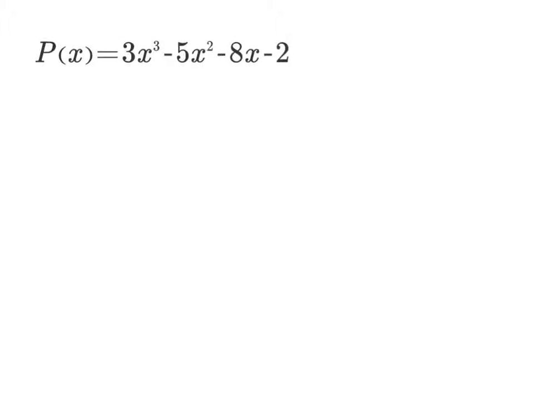Find all real zeros of the polynomial. Use the quadratic formula if necessary. So I have p of x equals 3x cubed minus 5x squared minus 8x minus 2. And using the rational root theorem, I know it's going to be the factors of these divided by the factors of this.